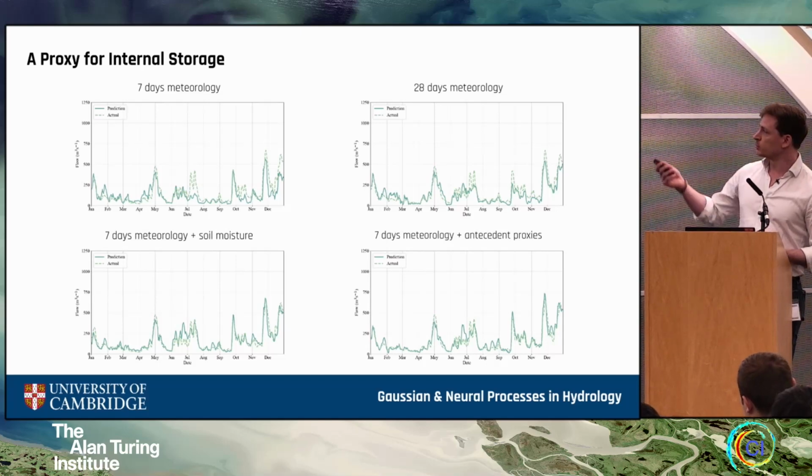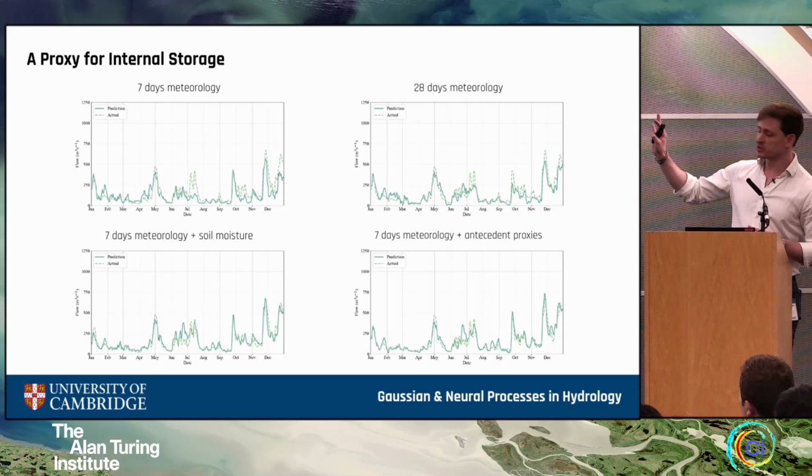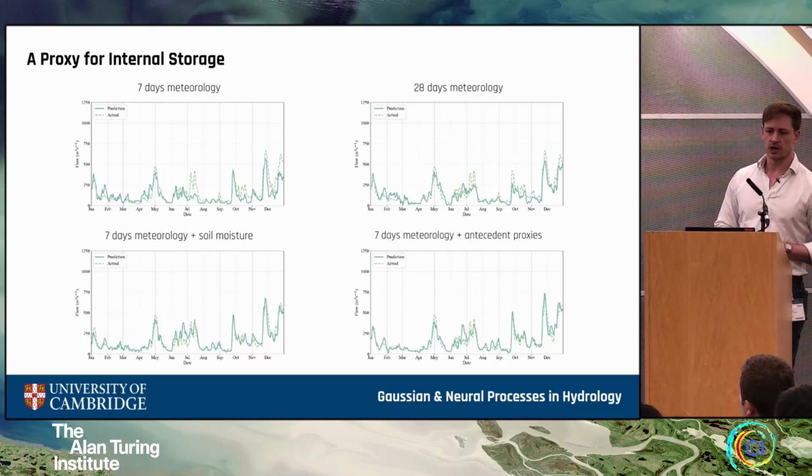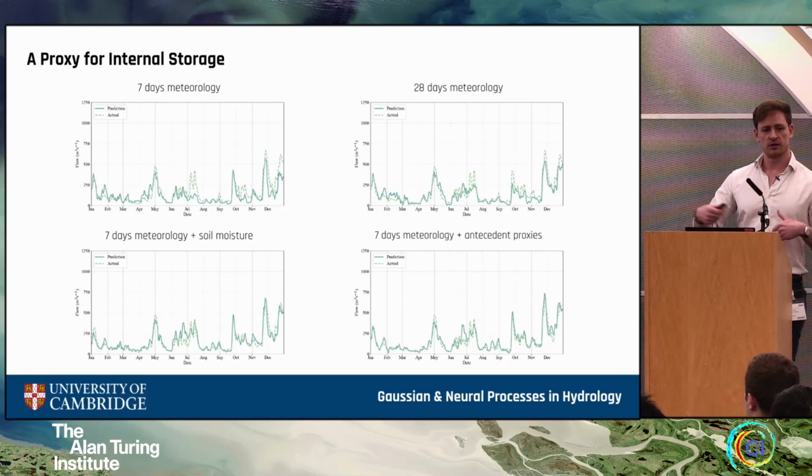So we can see in the top left, and apologies to those at the back, you may not be able to see too clearly, that using 7 days' worth of meteorological variables, so that's precipitation, temperature, wind speed, and humidity, gives us a pretty good prediction. Moving towards 28 days gives us a better prediction. If we then go back to 7 days and use soil moisture, we get a better prediction again. But if we throw the soil moisture out the window and use these statistical parameterizations instead, we end up with an even better model that is just using meteorology as inputs. So hopefully a very simple model.